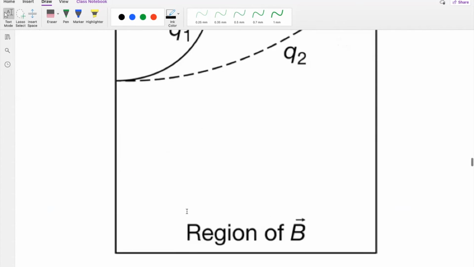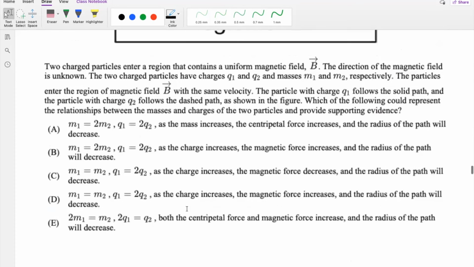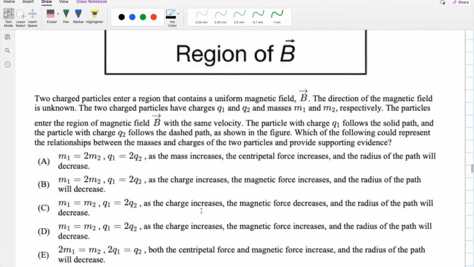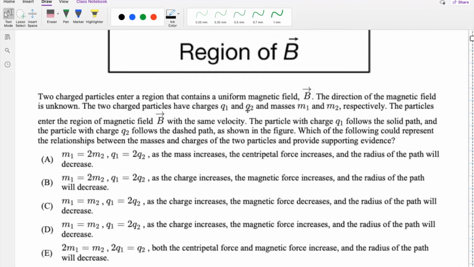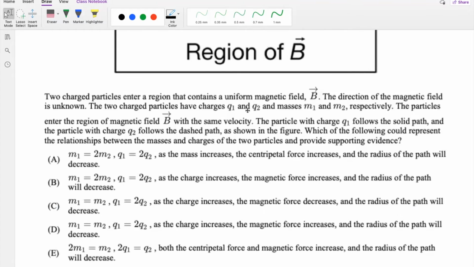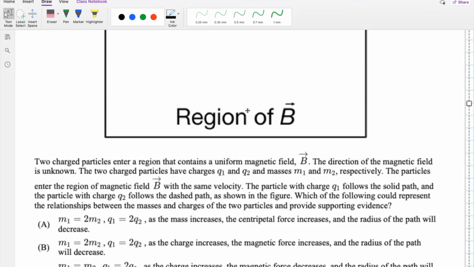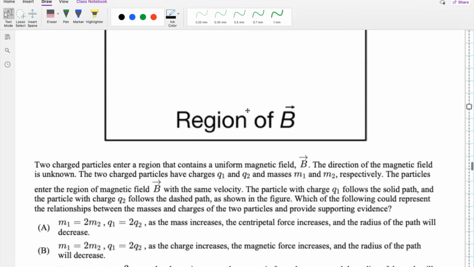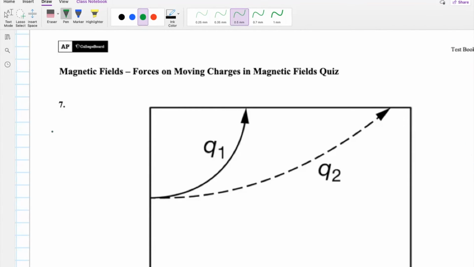So more particles in some kind of magnetic field region, and they deflect upwards, with Q2 having a larger radius of curvature. It's all the same prefacing as before. The particle with charge Q1 follows the solid path, and the particle with charge Q2 follows the dashed path as shown in this figure. Which of the following could represent the relationships between the masses and the charges of the two particles and provide the supporting evidence? Well, again, QvB equals mv squared over r.